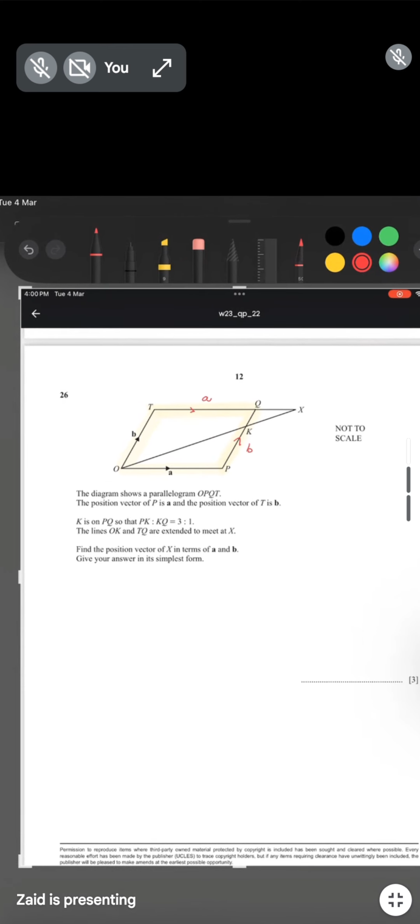The ratio is saying PK is 3 times KQ. So PK is 3 upon 4. How come 3 upon 4? 3 for this side and total 4. So it is 3 upon 4 of OX, where OX is the whole thing. And KX is 1 upon 4 of the whole length of OX. So this is the thing.